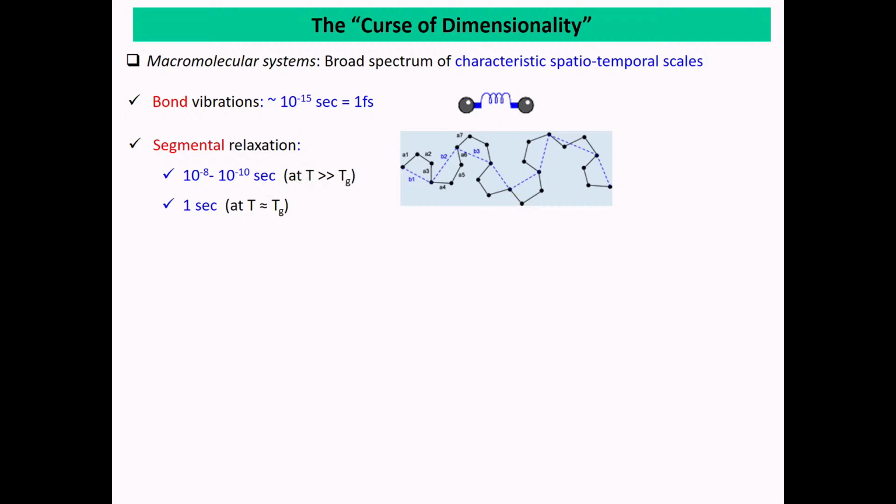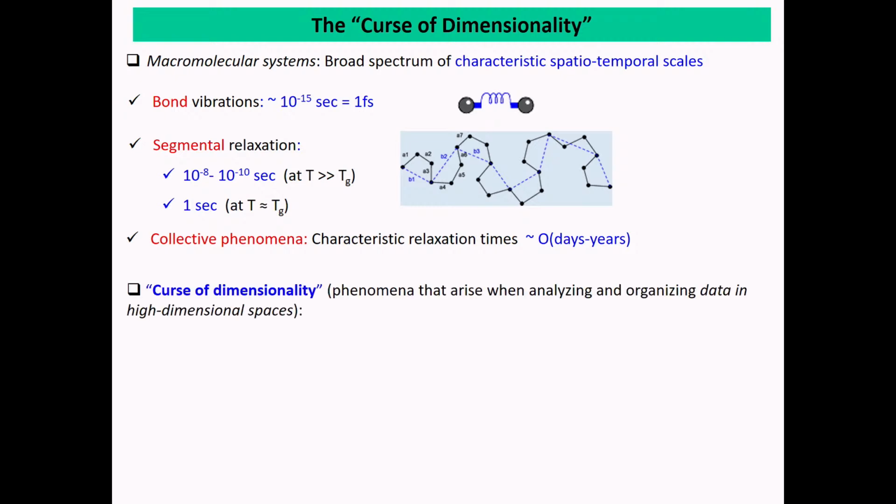It's a single molecule that has this very broad spectrum of characteristic length and time, spatiotemporal scales. And as you see now, if someone wants to describe them, then he or she should consider time scales from the order of 10 to the minus 15 seconds, 1 femtosecond, which are bond vibrations, up to collective, let's say, characteristic relaxation times, which can be of the order of days and years. So this is really a huge spectrum that is not possible to be computed by any single simulation methodology.